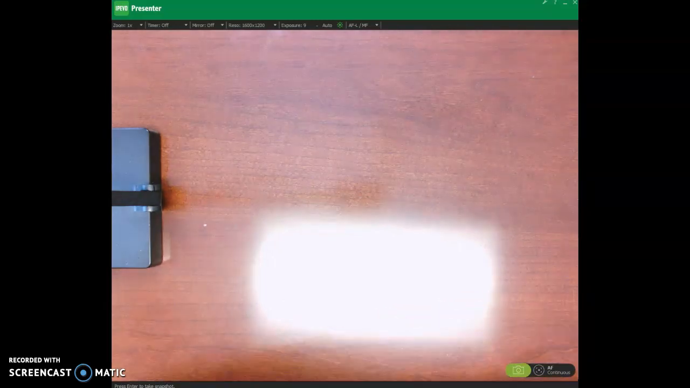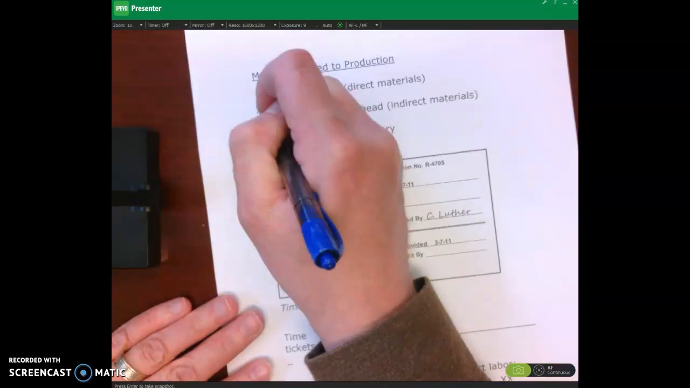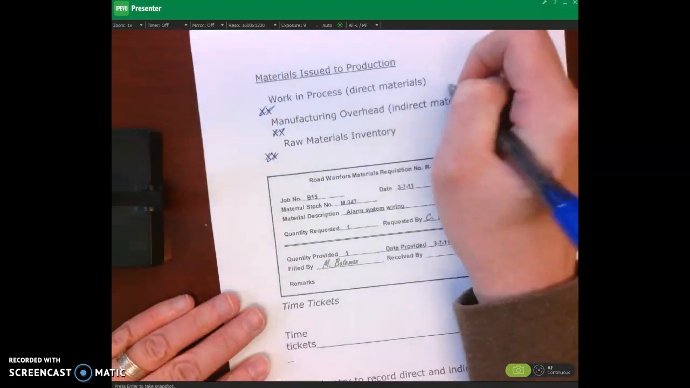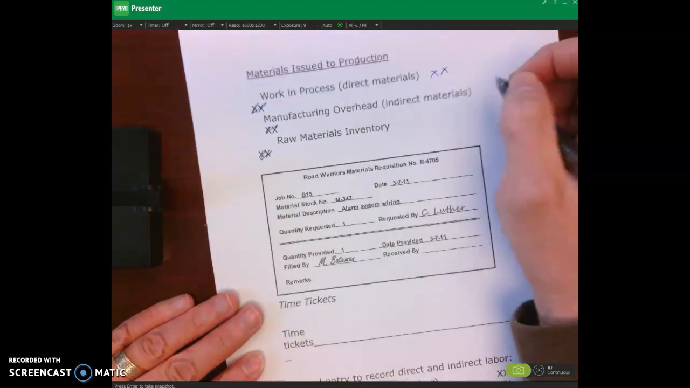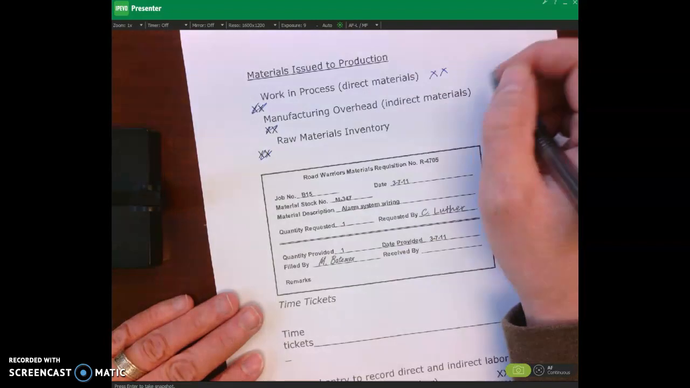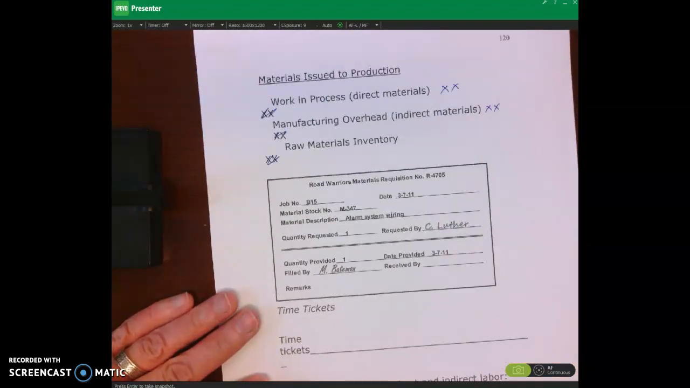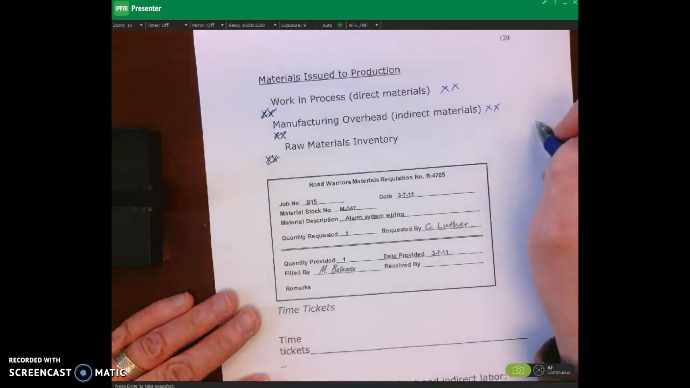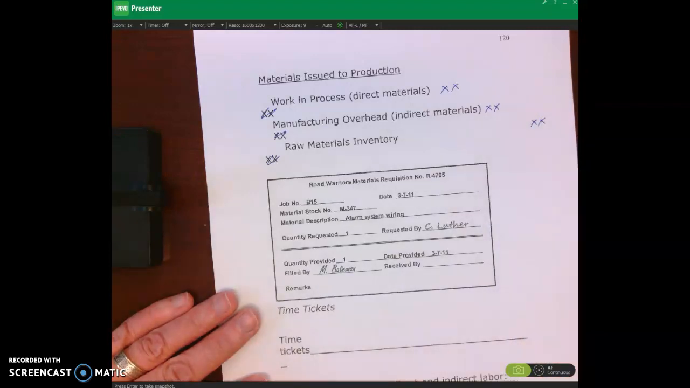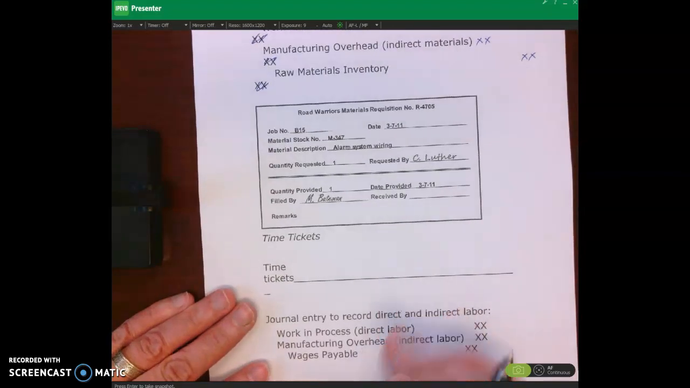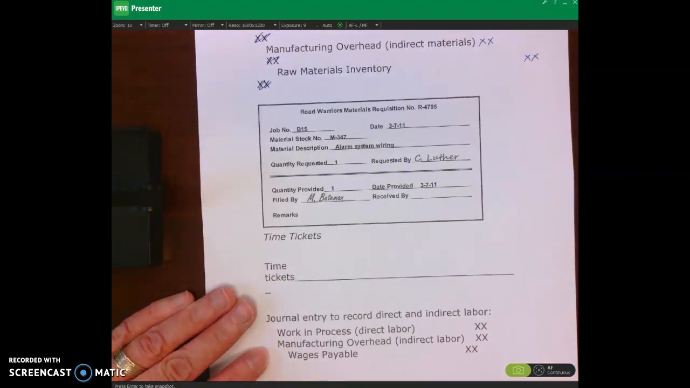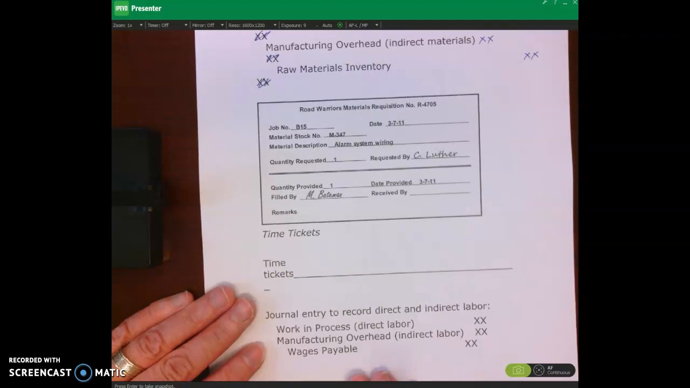Okay? In terms of issuing materials to production, there's a typo there, we debit work in process for the amount of our direct materials, and we debit manufacturing overhead for the amount of our indirect materials, and then we credit raw materials. Okay? So this would be an example of our materials requisition form.